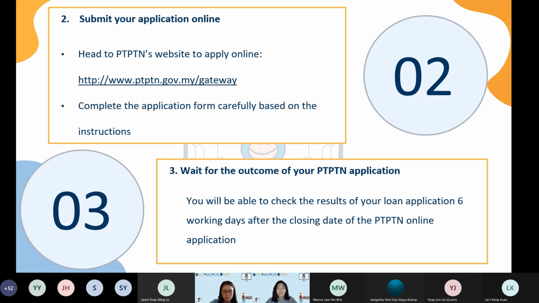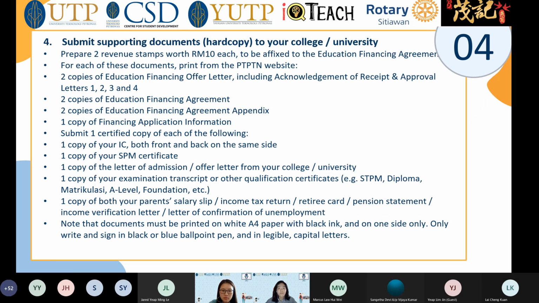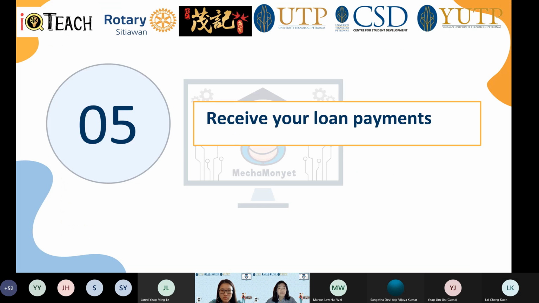Step 3. Wait for your application announcement. You'll be able to check the status of your application 6 working days after the closing date of the PTPTN online application. Step 4. After that, you can start submitting supporting documents to your colleges or university. These are the documents listed that you need to send to your college and university. Finally, receive your loan payment.